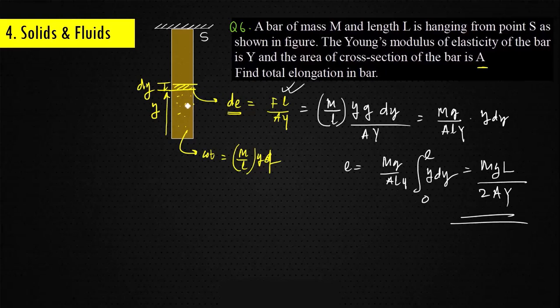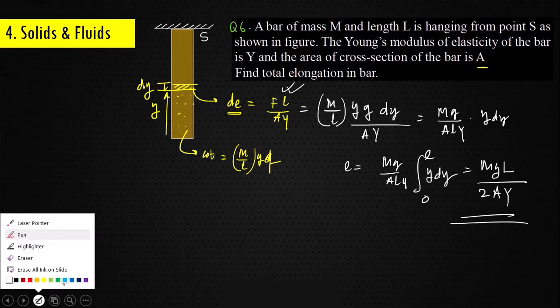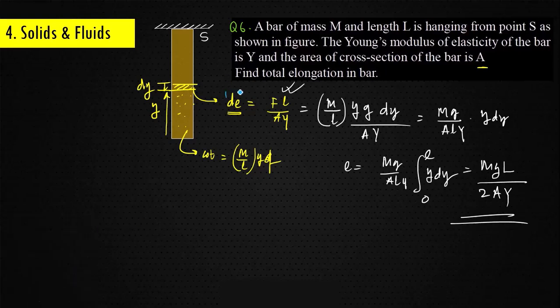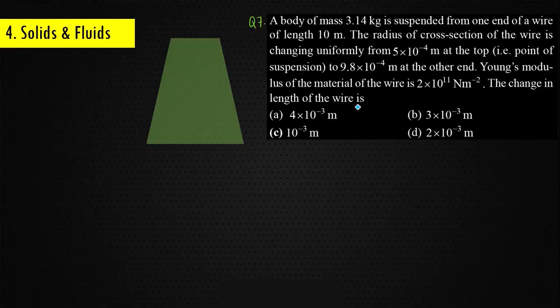So this is the elongation due to the self weight. Okay, so the rod has some weight. Because of that, what is the small elongation that we first calculate? This is the small elongation of the element. Once I calculate that, you have to integrate it to get the total elongation.